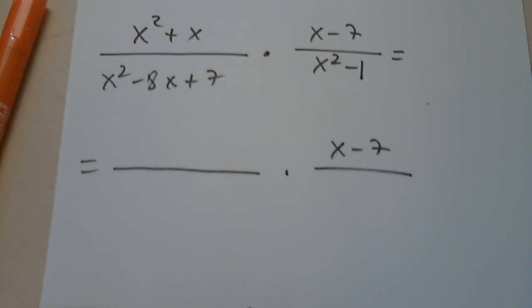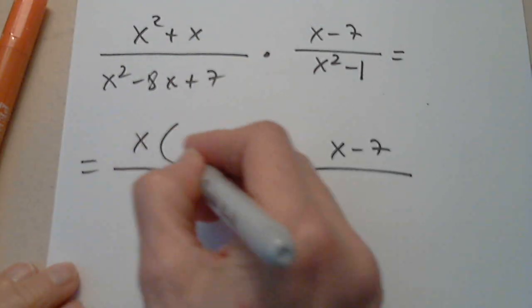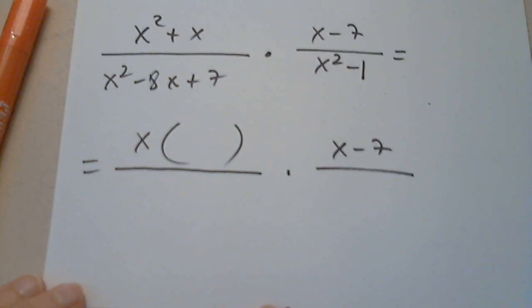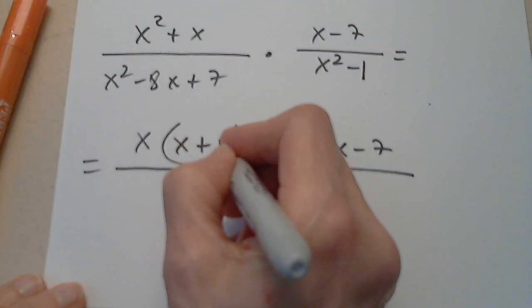Careful. We always start with the strategy. It's in descending order. It's a binomial. There is a greatest common factor. Yes. I'll factor out x, I guess. That's it. What is left? X plus 1. Indeed. Done.